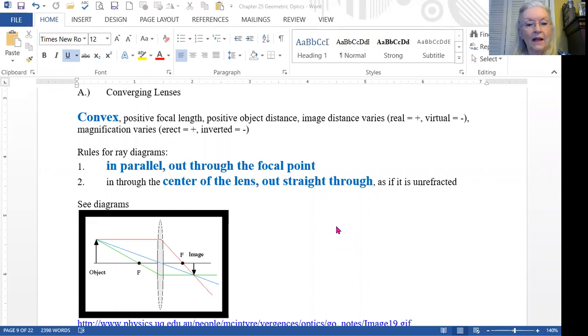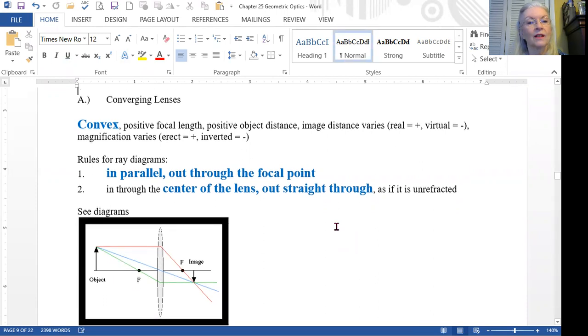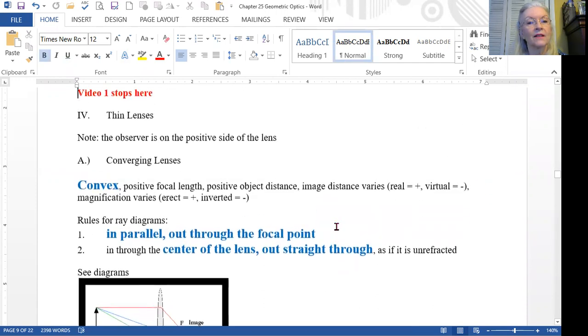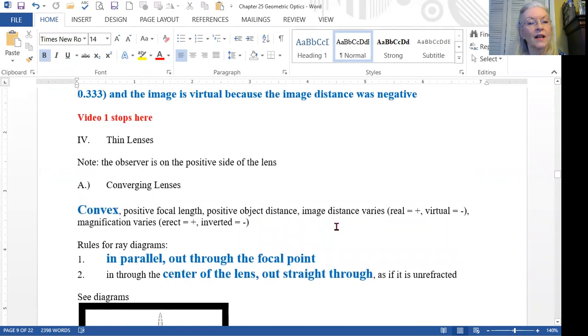Welcome back to chapter 25. We have done our video on mirrors, and now we're going to work on our video on lenses. So you can see we're on section 4, thin lenses.